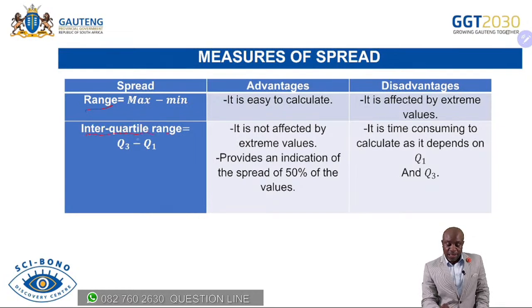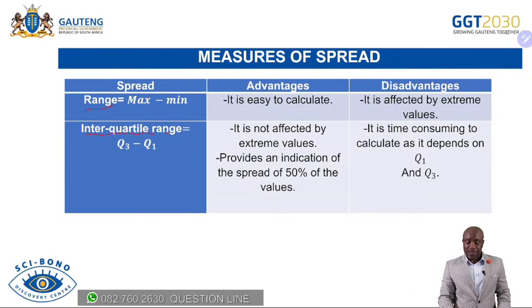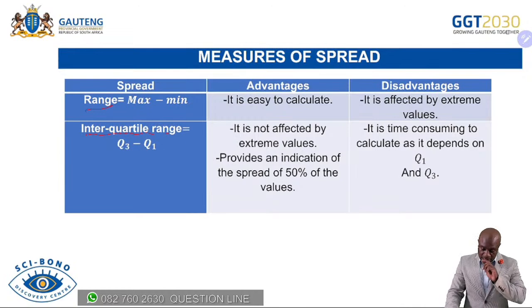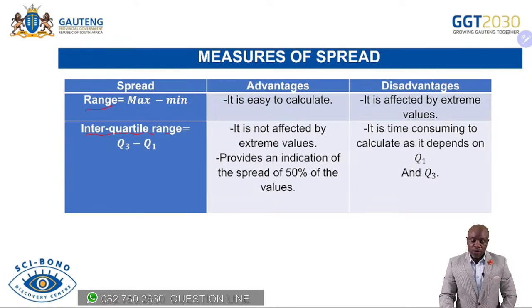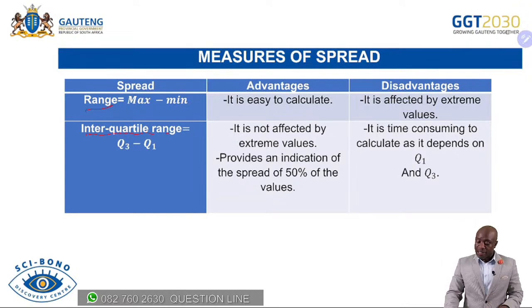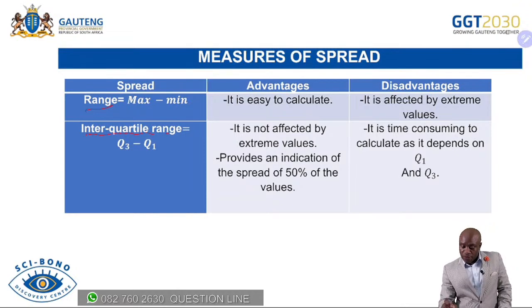Now, the interquartile range and the range are both measures of spread, but this is where the advantages of the range are. It's easy to calculate. Maximum minus minimum, you've got your answer. But the disadvantage of the range is that it's affected by extreme values.